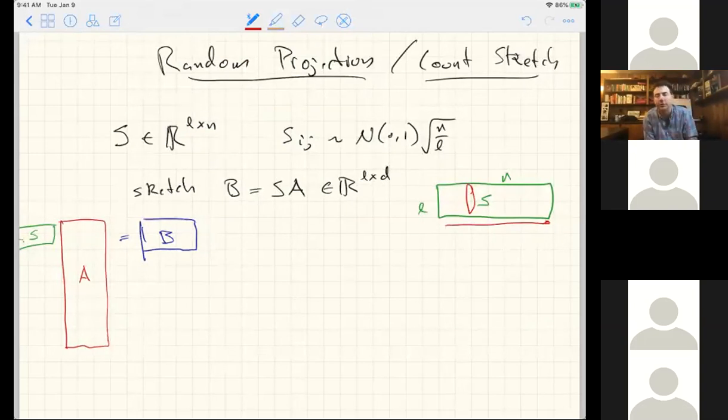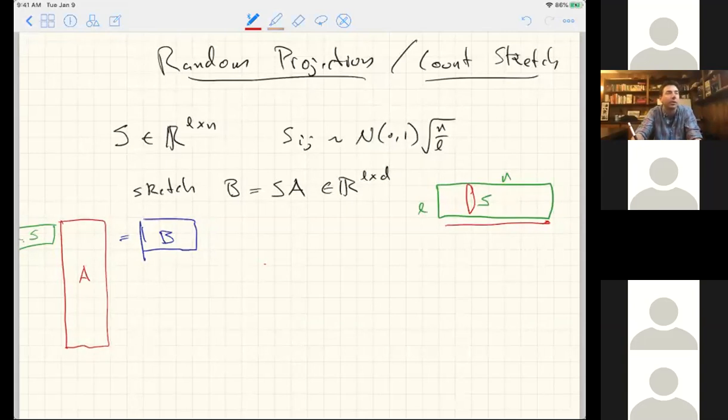So we'll interpret this a bit more when we're talking about the random projection algorithm. I'll just quickly say a couple things and then we'll wrap up.